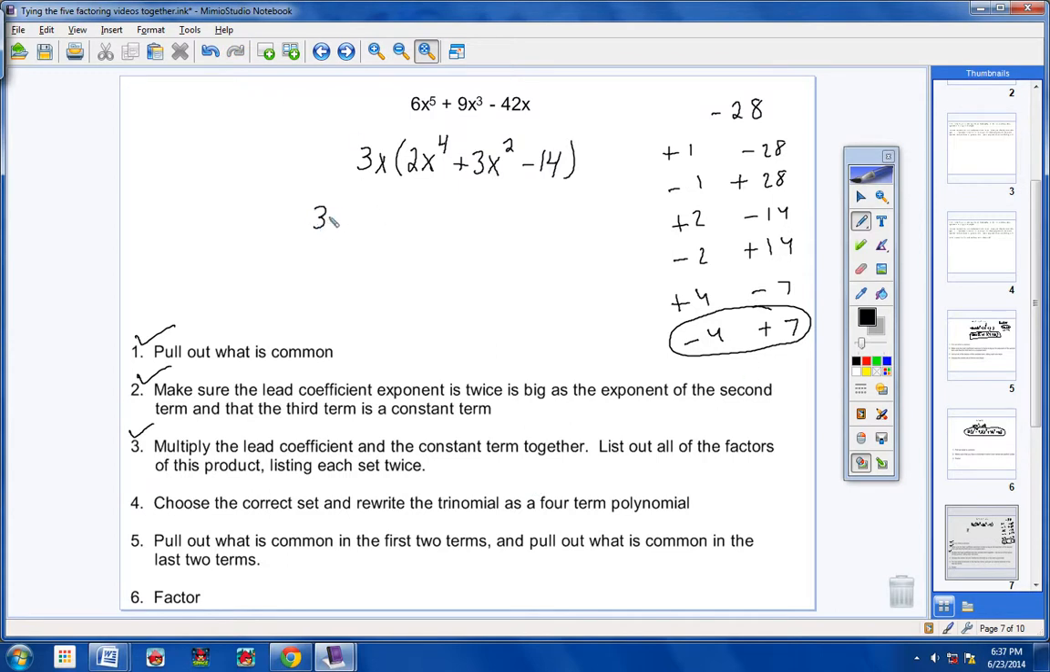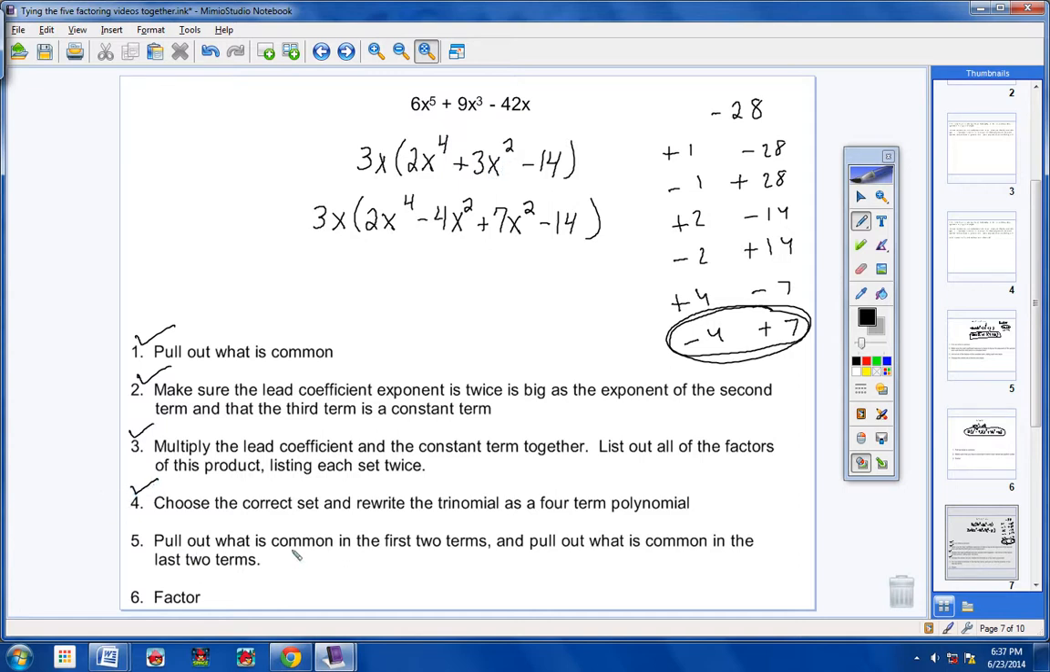So I'm going to go ahead and bring down my 3x, and rewrite this trinomial with 4 terms, which is what it says to do in step 4. So I bring down my 2x to the fourth, I bring down my negative 14, and then right here in the middle, do not write positive 3x squared. Notice you have an x squared term. Instead, you're going to write negative 4x squared plus 7x squared. Now I got the negative 4 and the 7 from this group right here, and I used an x squared because my middle term here is an x squared. So there we go. I did step 4.